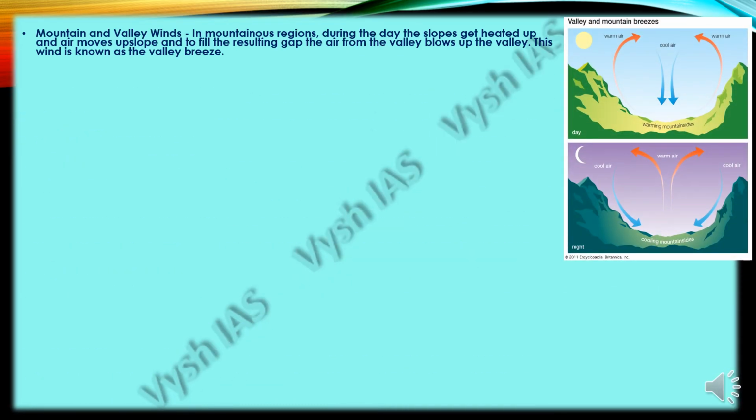Then we have the valley and the mountain breezes. In mountain regions, during the daytime, the slopes get heated up very fast and the air moves up the slope, filling the resulting gap. So the air from the valley blows upwards, and this wind is known as the valley breeze.